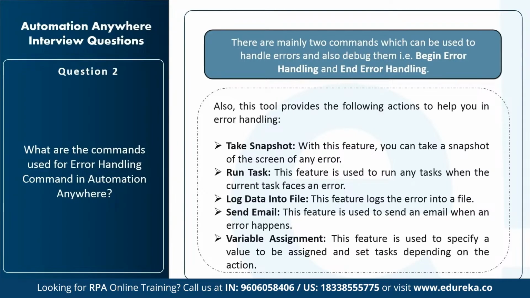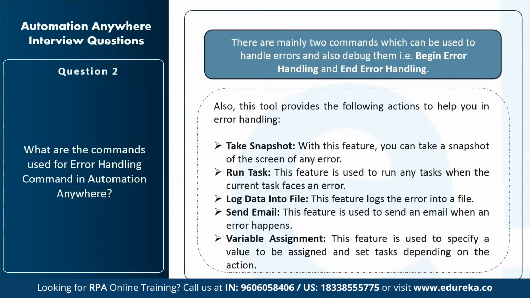Talking about taking snapshot, with this feature you can take a snapshot of the screen of any error. Coming to run task, this feature is used to run any task when the current task faces an error. Coming to log data into file, this feature is basically used to log the errors into a file. Coming to send an email, this feature is used to send an email when an error happens.